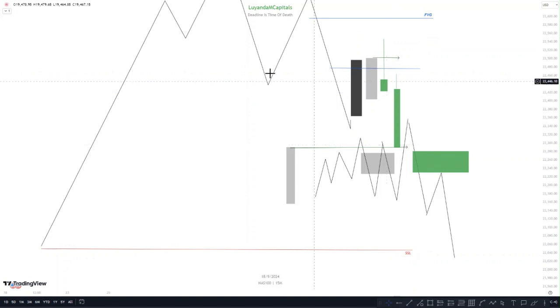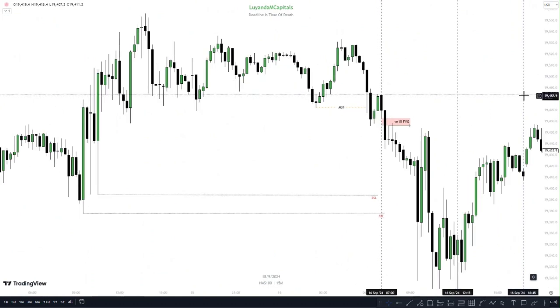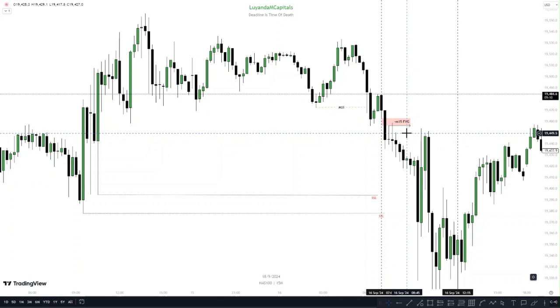Now, let me take you to the chart. So this is Nasdaq on the 15 minutes. The date was the 16th of September. This was our New York session. I took this trade. The example I'm going to show you is here.